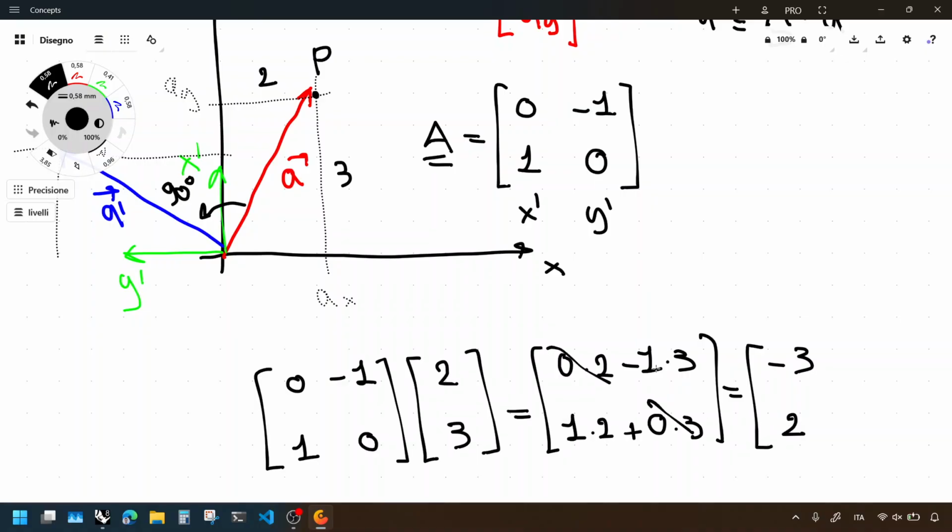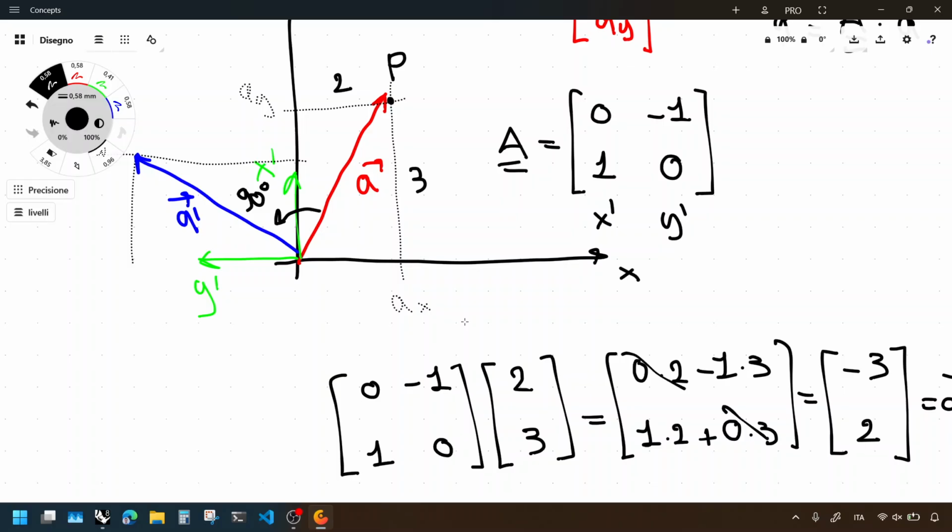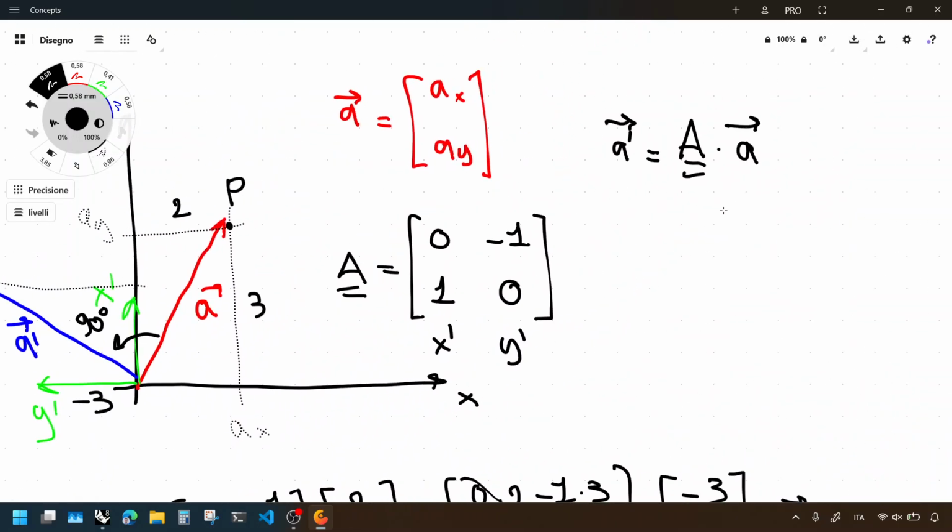And indeed, if we go and look, so this is vector A first, and if we look at what we expected, this matches because we have minus 3, and this would be 2. So this is the same vector rotated by 90 degrees, which is correct. So we now have a way using matrices to describe rotations in space.